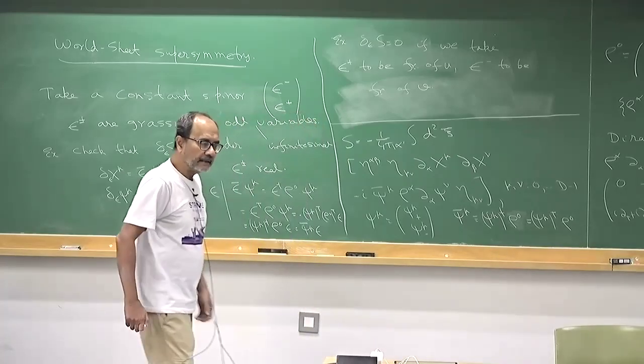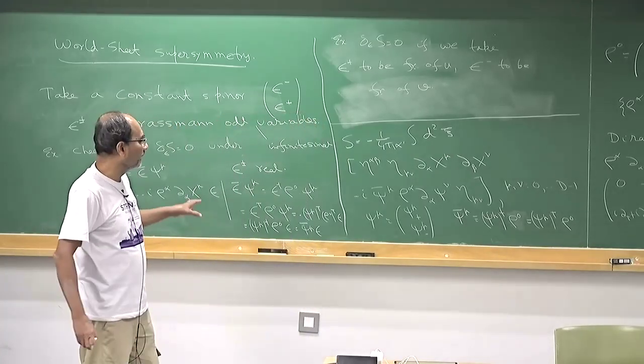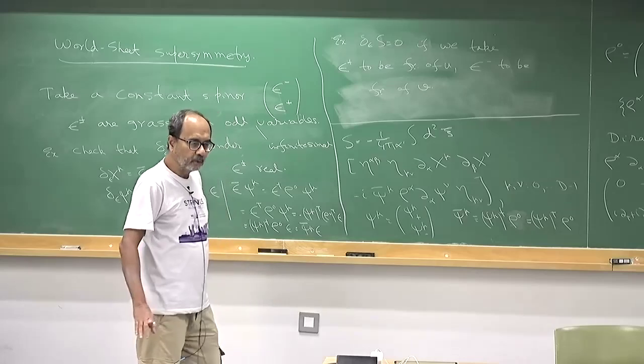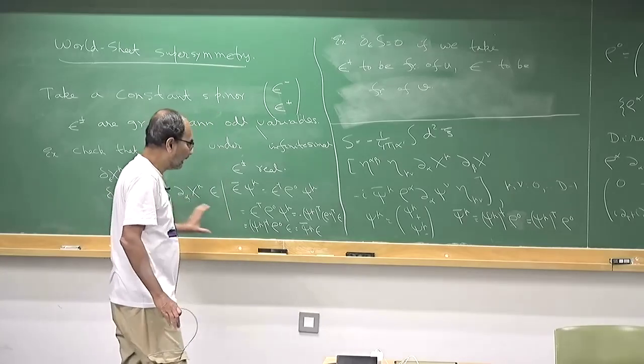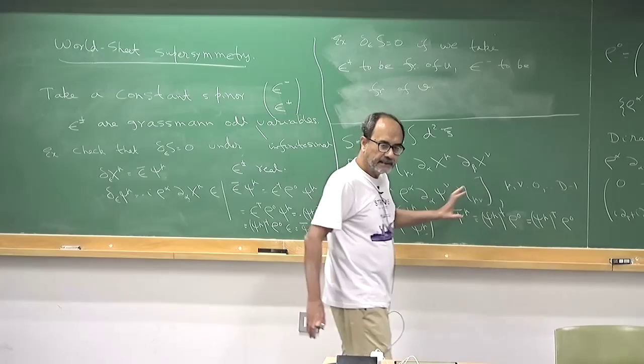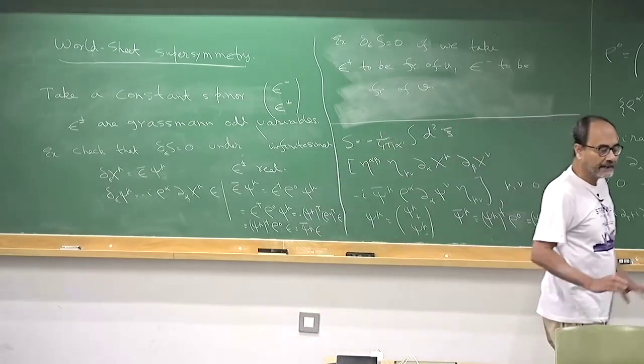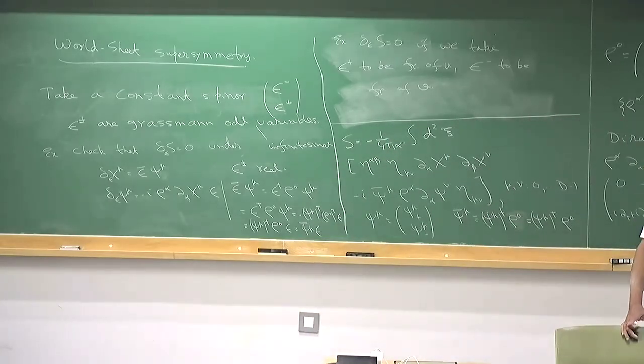But if you want to check this, it's most useful if you rewrite this original action, instead of writing in this covariant form, in terms of u and v derivatives and psi plus and psi minus explicitly. Then it will become clear how to prove this. The proof becomes easier.